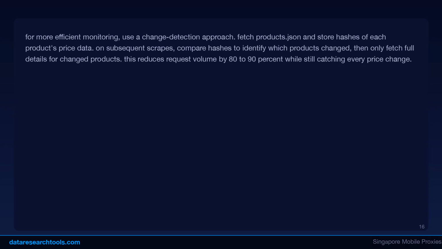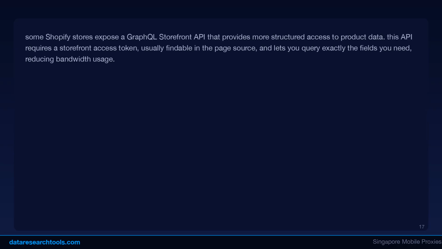For more efficient monitoring, use a change detection approach. Fetch products.json and store hashes of each product's price data. On subsequent scrapes, compare hashes to identify which products changed, then only fetch full details for changed products. This reduces request volume by 80 to 90% while still catching every price change.